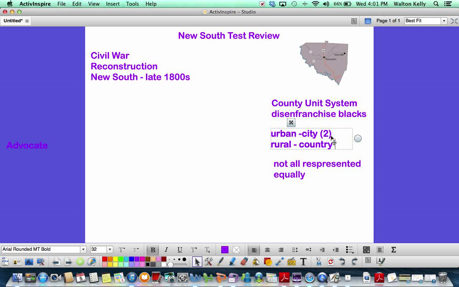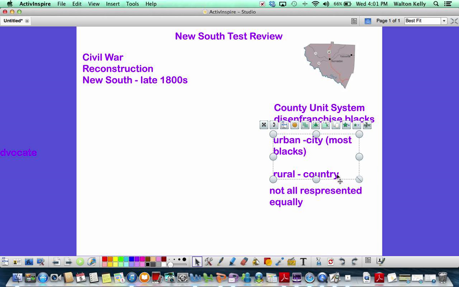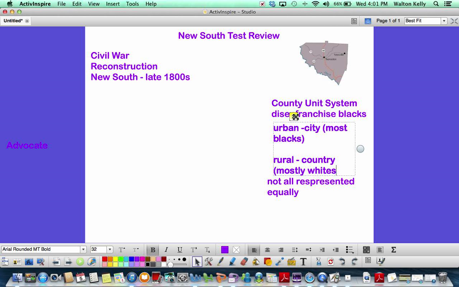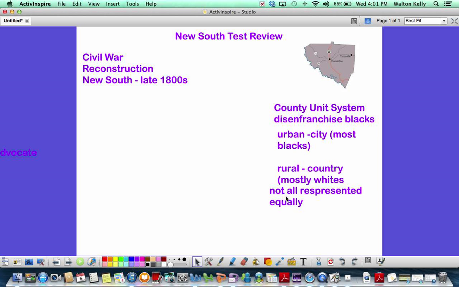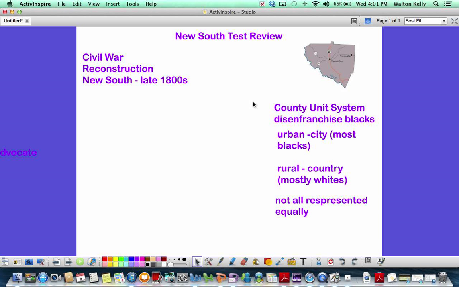The voting thing is not really important, but you need to know that most blacks lived in the urban areas, and in the rural areas, obviously, most whites lived, and the rural areas got more votes. So under the county unit system, guess who was represented unfairly? Obviously blacks. Guess who was represented in a way to make sure that whites won elections?